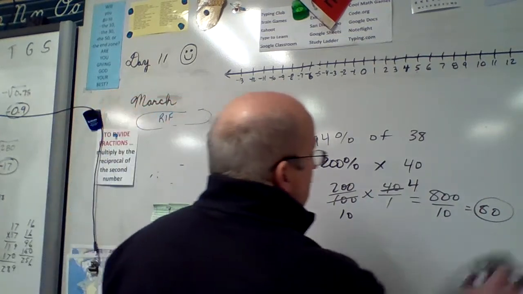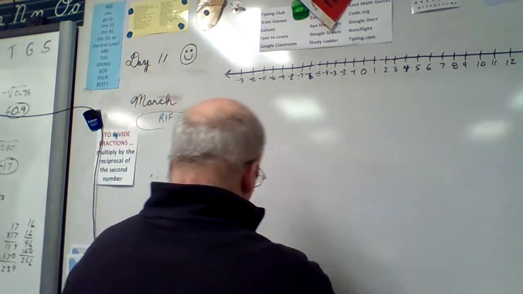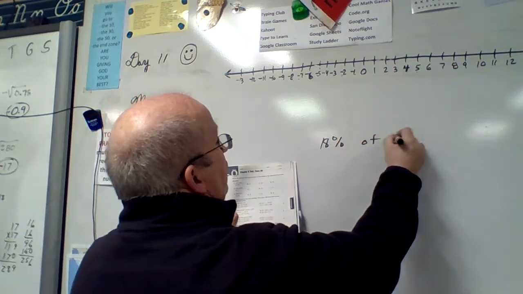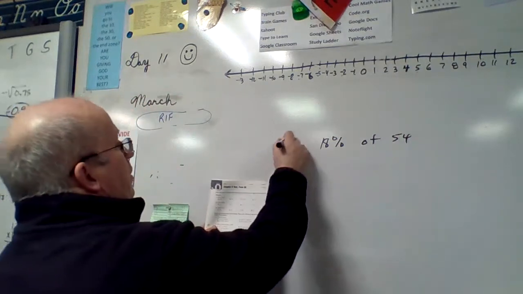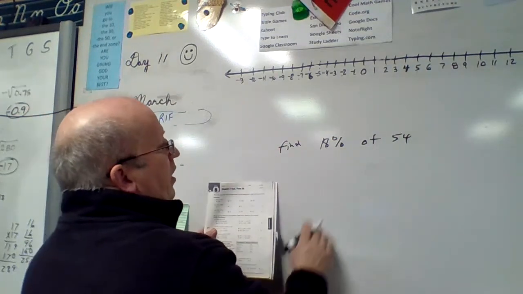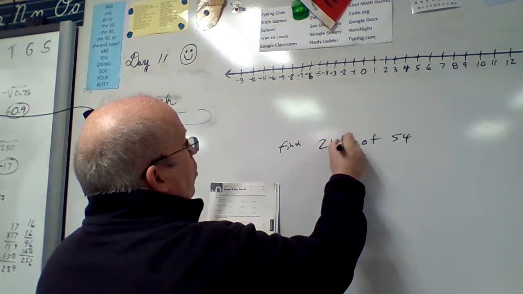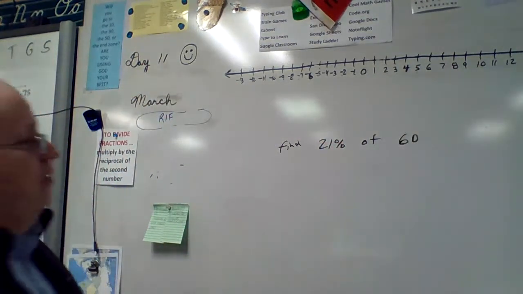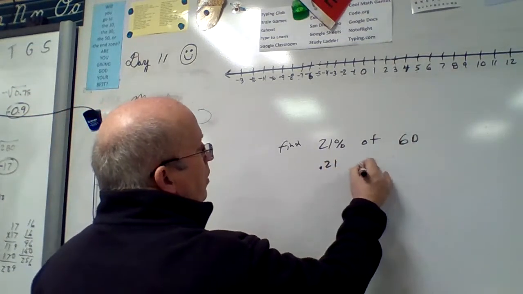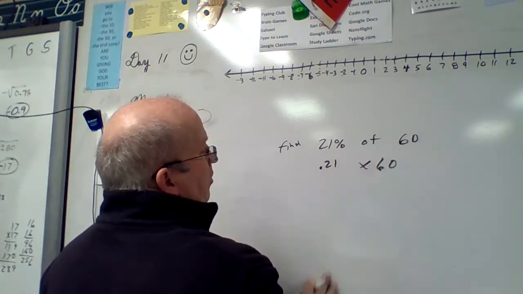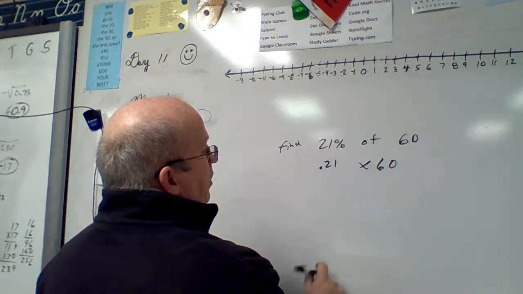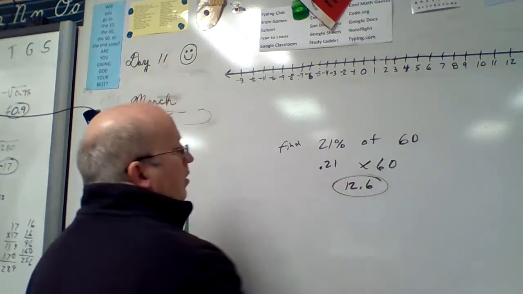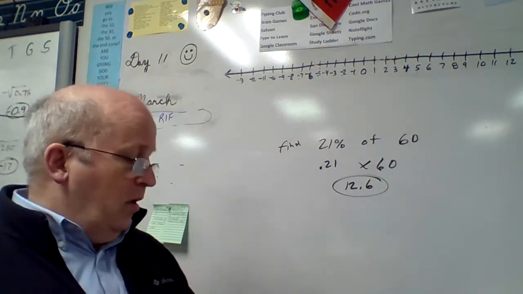Number 5. How would I do number 5? Well, I'm not going to do number 5. Number 5 says find 18% of 54. I'm not going to do that. What if it said, say, find 21% of 60? Well, all I do is take 0.21 times 60, because that's all they're asking me to do. And in this case, the answer would end up being 12.6, I think, when I do the math, 12.6.